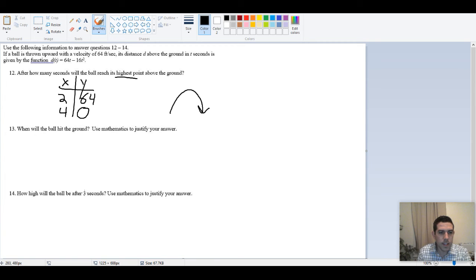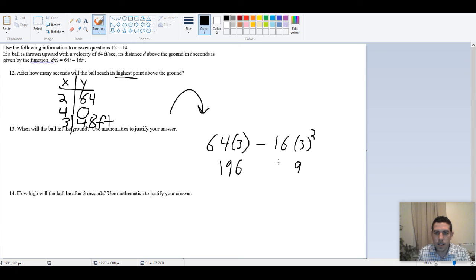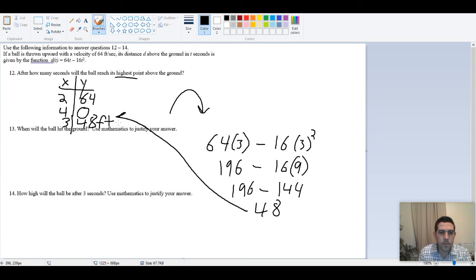And lastly, at 3 seconds, the table told us the ball was at 48 feet. So you should have labeled it, said something about a table, or even said putting it into the equation. 64 times 3 is 192, I believe, and then 16 times 3 squared, 3 squared is 9, 16 times 9 is 144, and 192 minus 144 is 48. So it works that way too.